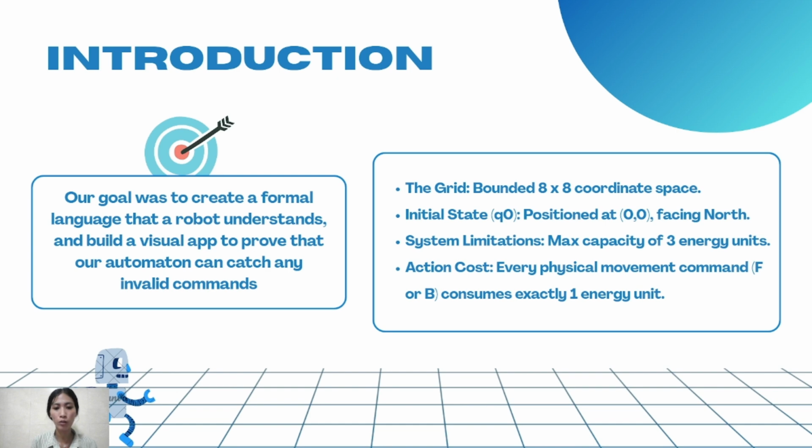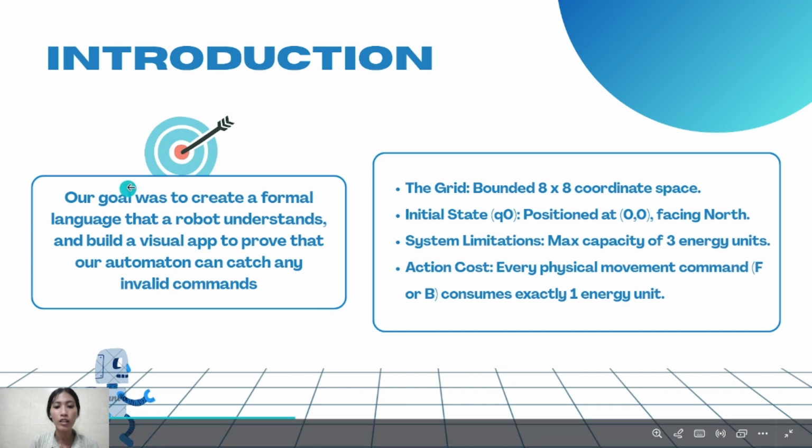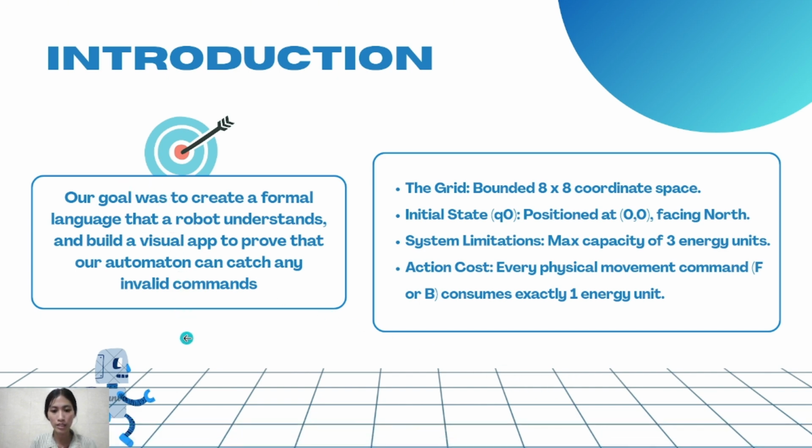So our main goal for this project was to take the theoretical ideas we've been learning in our automata theory class and bring them to life. We wanted to design a clean, formal command language that a robot could understand and then build a visual web app to prove exactly how a DFA handles a string and processes state transitions step by step.